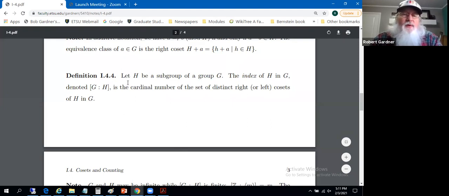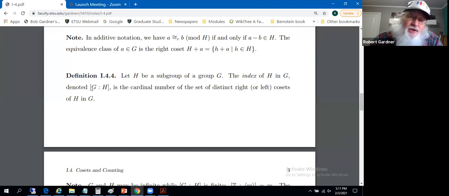Definition 1.4.4. Let H be a subgroup of a group G. The index of H in G, denoted with these square brackets and a colon, read a little bit backwards, is the cardinal number of the set of distinct right cosets of H in G, or left cosets. We just saw that that's the same. The cardinal number of the right cosets is the same as the cardinal number of the left cosets.